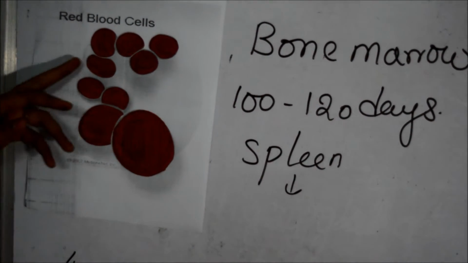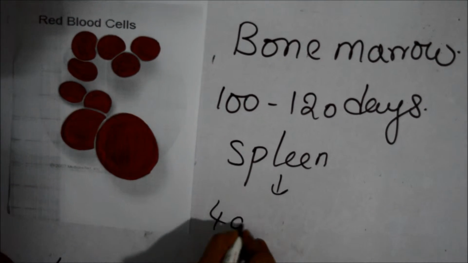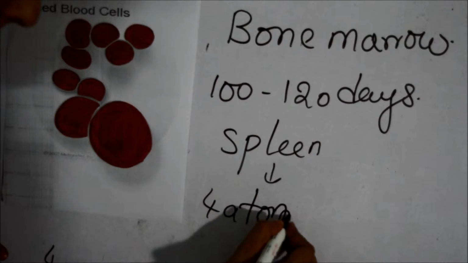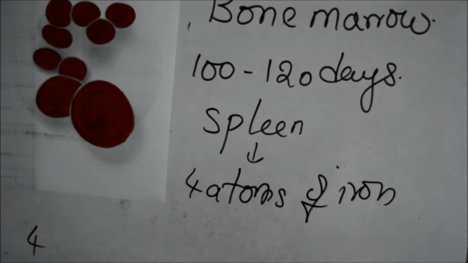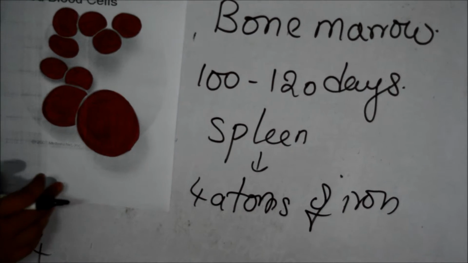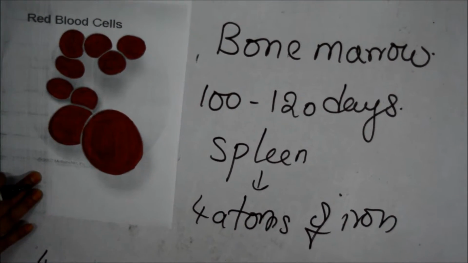Hemoglobin is a large protein molecule. It contains 4 atoms of iron. This is the function of the red blood cells in the human body.